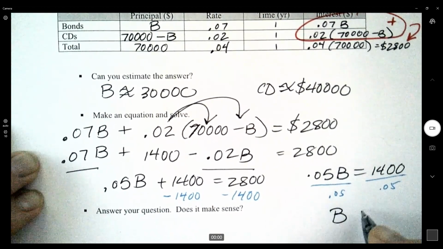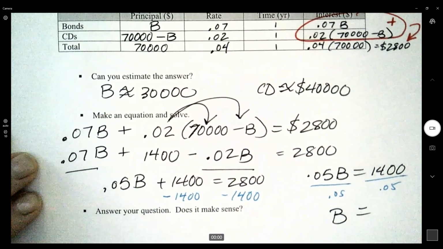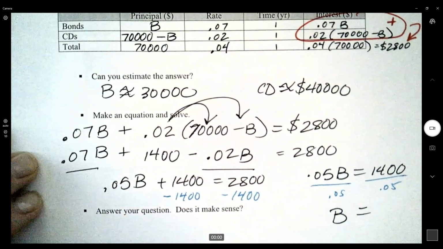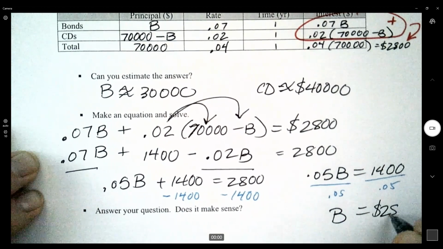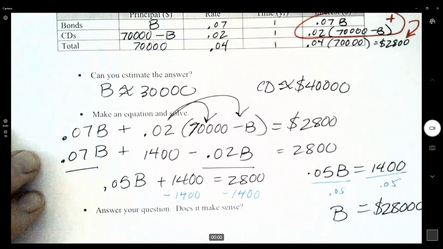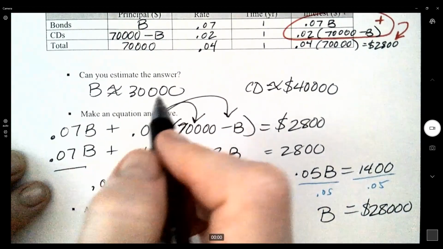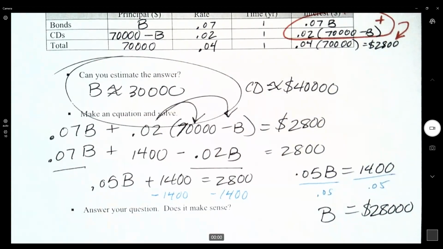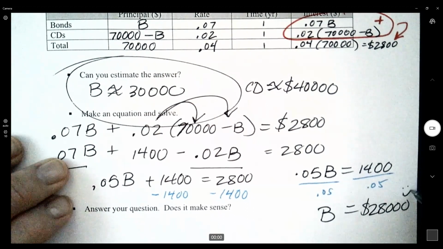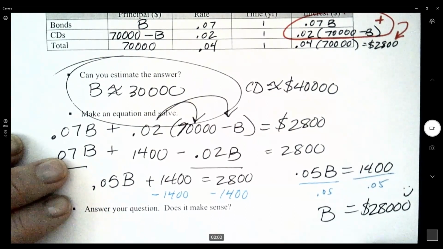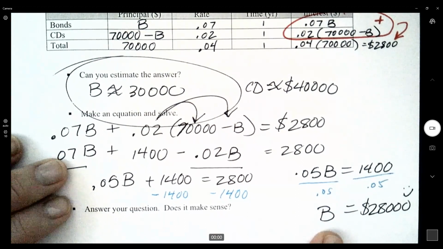And that gives me that the amount that'll be in the bonds is 1,400 divided by 0.05, which is about $28,000. And I like that answer because look how close it was to my original estimate that I made earlier. So I feel very confident that I've done the right thing in solving this equation here.